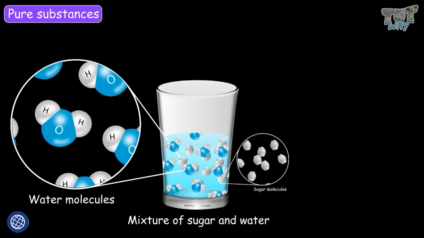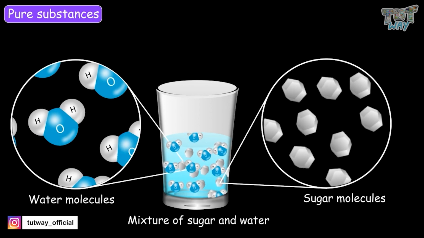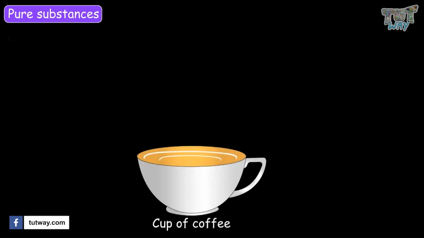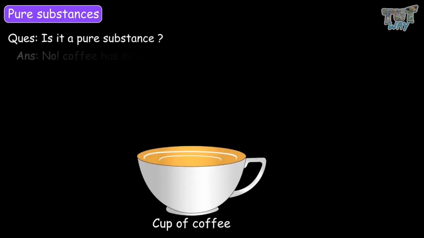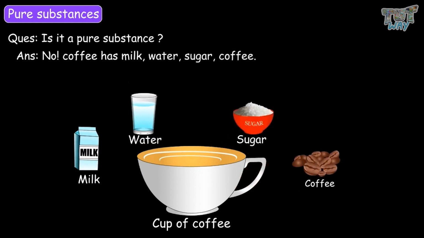Water molecules and sugar molecules, which are different compounds. Another we have is a cup of coffee. Is it a pure substance? No, coffee has milk, water, sugar, coffee. So it has compounds of milk, compounds of water, compounds of sugar, compounds of coffee. So it is not a pure substance.